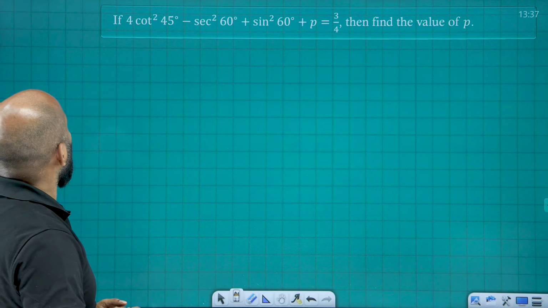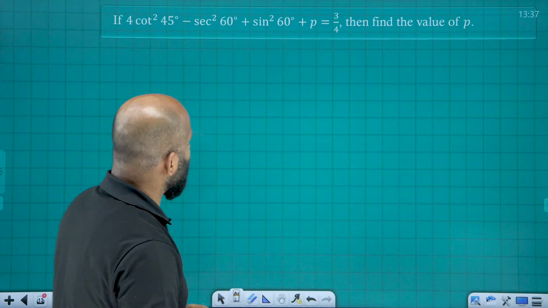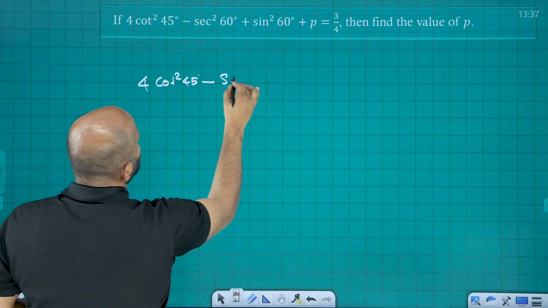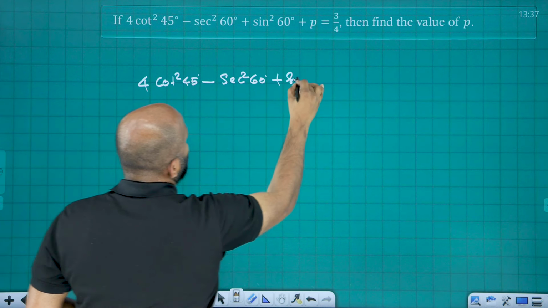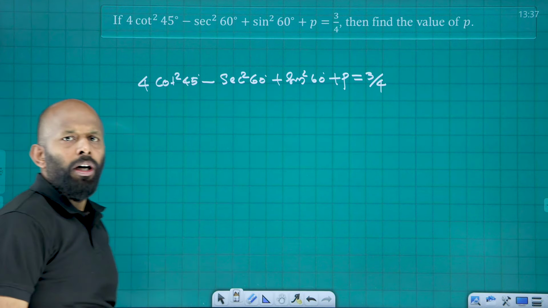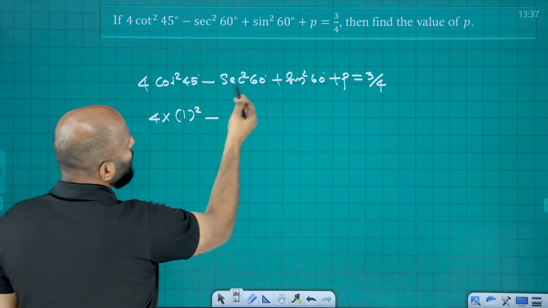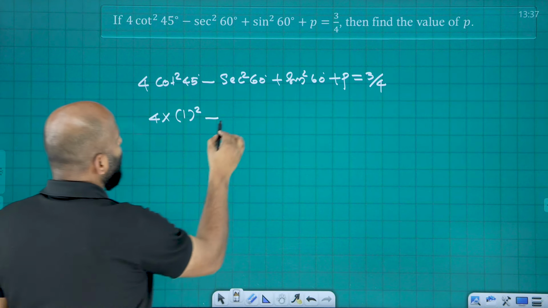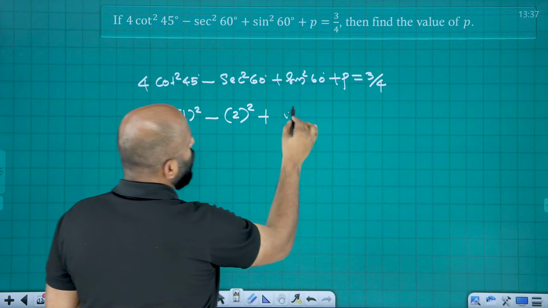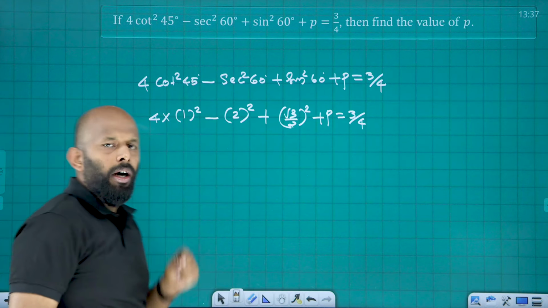Our next question is 4 cot square 45 degree minus sec square 60 degree plus sine square 60 degree plus p is equal to 3 by 4. So 4 into, what is cot 45? It is 1, square, minus sec 60. Cos 60 is 1 by 2, so sec 60 will become 2 square, plus sine 60. Sine 60 is root 3 by 2. So root 3 divided by 2 whole square plus p is equal to 3 by 4.